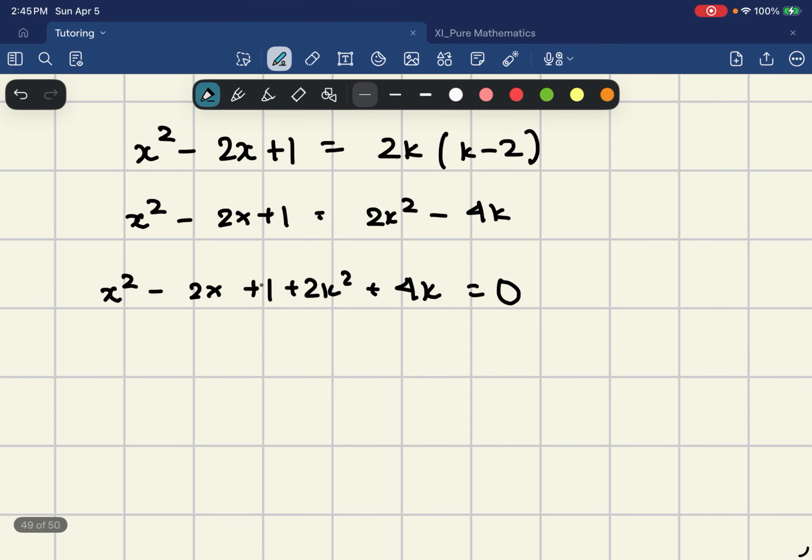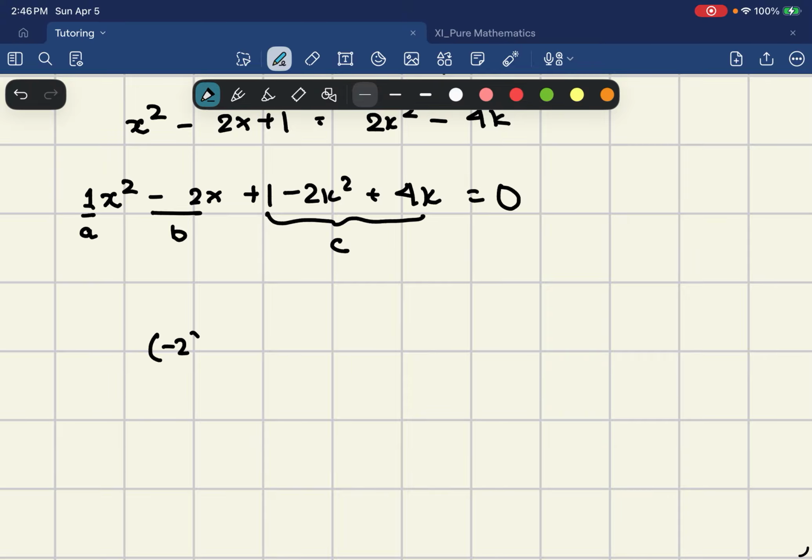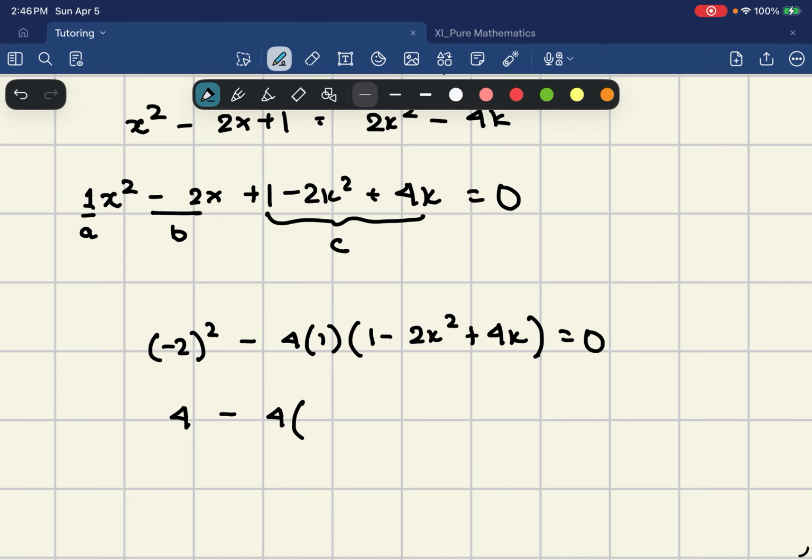And now we want to group it, right? This is c, because all the constant terms are just c. Sorry, this has to be negative, I believe. Yeah, it's minus, because if I bring this to the left-hand side, it's minus 2k squared plus 4k is equal to 0, if I've done everything correctly. I think I have. This is b, minus 2 is b, and a is just 1. So minus 2 squared, b squared minus 4a, and c is just this ugly expression. So 4 minus 4 times 1 minus 2k squared plus 4k.